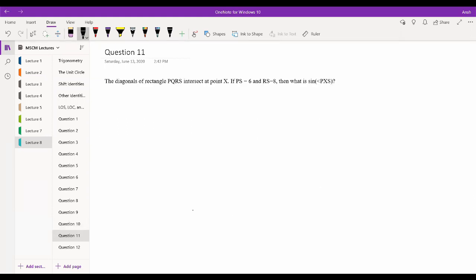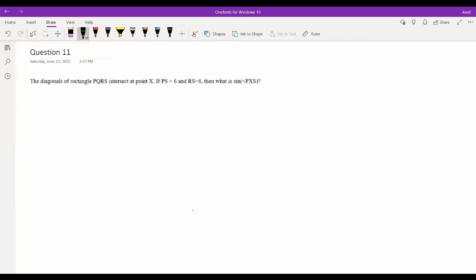So moving on, we have that the diagonals in a rectangle PQRS intersect at point X. If PS equals 6 and RS equals 8, it asks us what is the sine of angle PXS. So we label the points, we have P, Q, R, S, and X in the middle. So we want to find angle PXS.